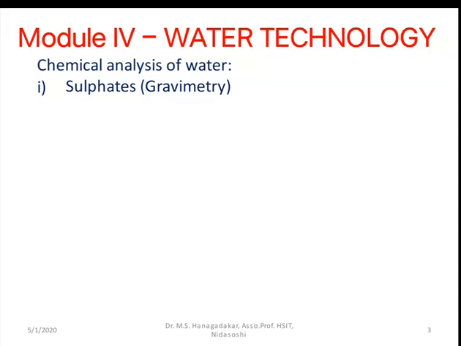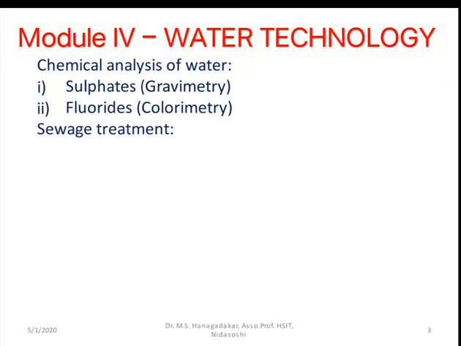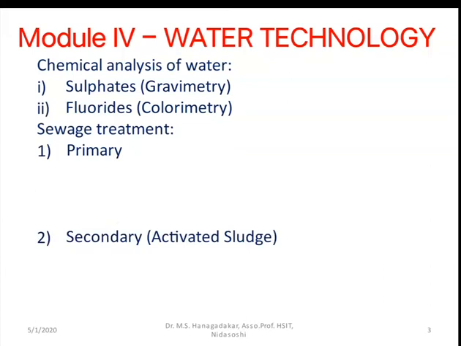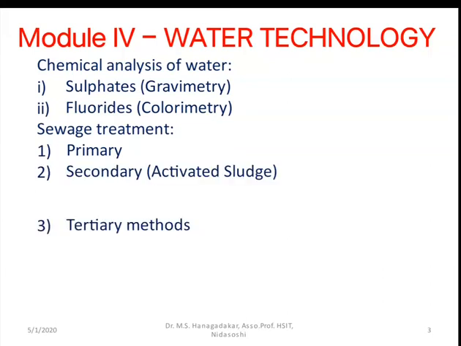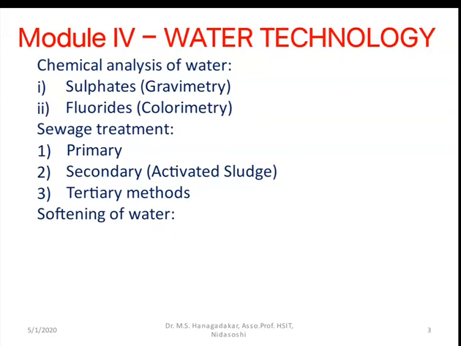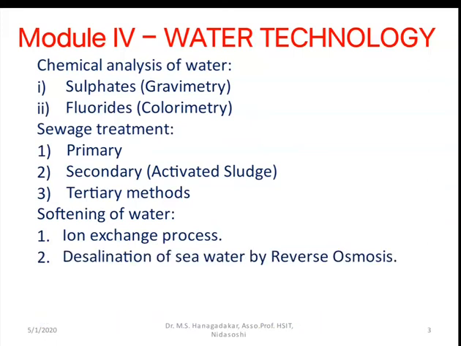The first one, sulfate estimation by gravimetric method, fluoride estimation by colorimetric method, that is the SPADNS reagent method, and sewage treatment. The steps involved in sewage treatment are primary, secondary and tertiary methods, and you will come to know about the softening of water, and also the method used for the softening of water by the ion exchange process, and also one of the techniques used for the desalination of seawater by reverse osmosis.